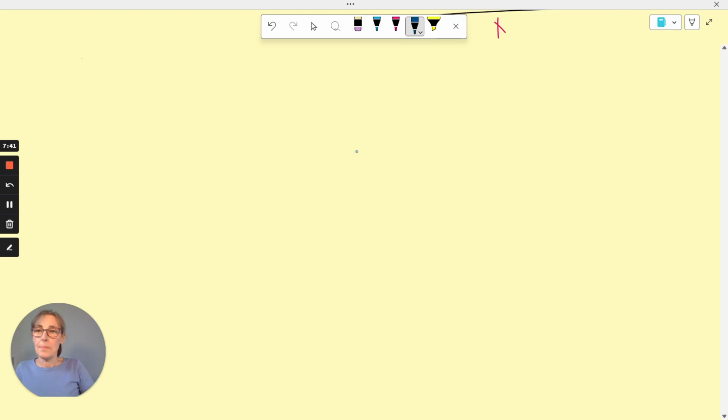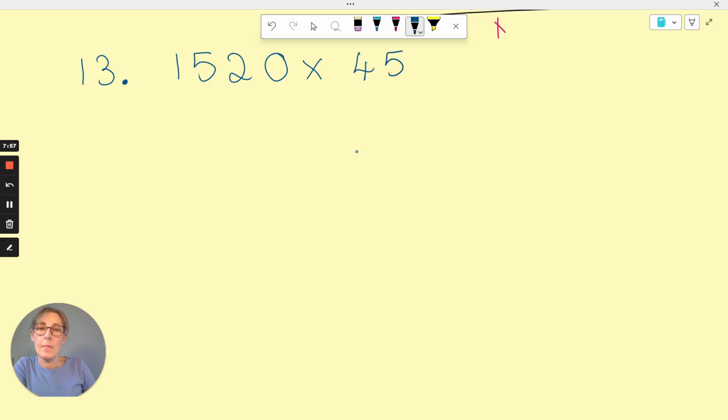Number 13. 1,520 multiplied by 45 equals, okay. I'm going to do long multiplication because this would be a very big table, and the bigger these numbers get, the more ideal it is to use long multiplication.